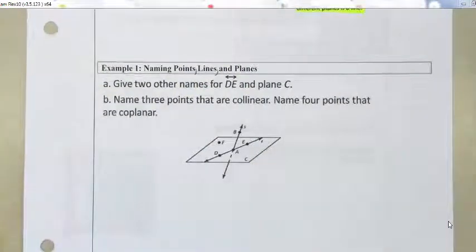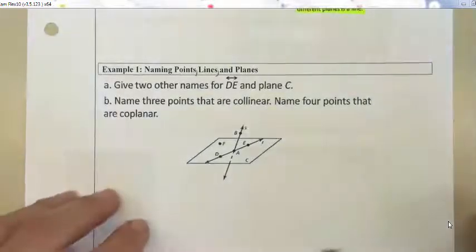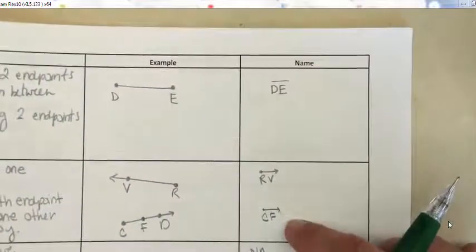So let's do an example where we actually do some naming. We're going to use what we just talked about when we name. We're going to name things properly, right? You're going to call me by my name. I'm going to call you by your name. And you're going to call all these little geometric figures by their names.